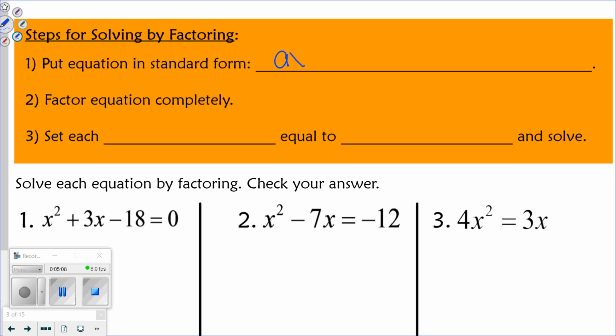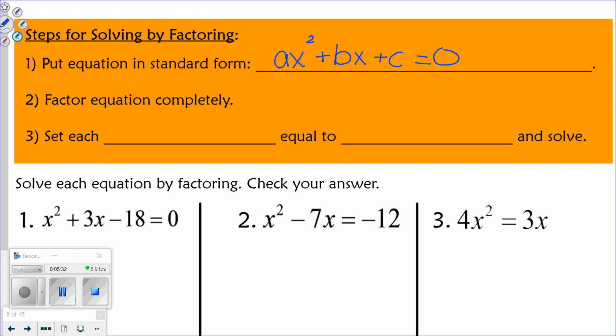Standard form is ax squared plus bx plus c equals 0. That's standard form for a quadratic equation. And think about all the factoring we've done. What order have I always stressed to you that they're in? It's always your ax squared, and then your bx, and then your number. And now we're talking about solving, so it's always going to be an equal sign, and then equals 0.